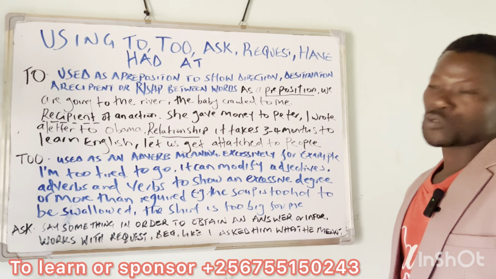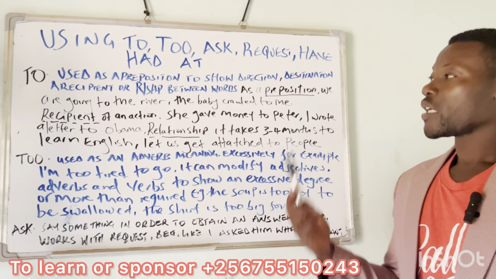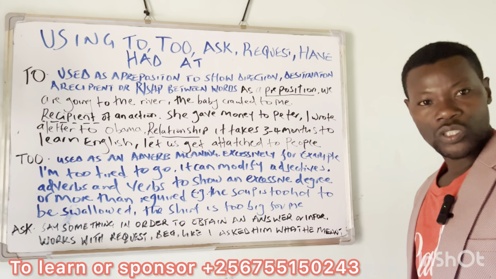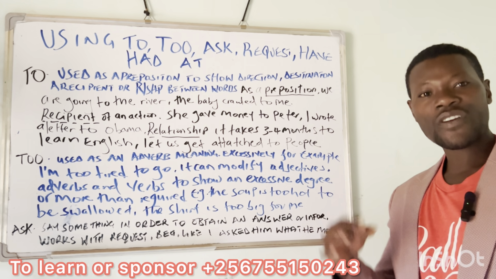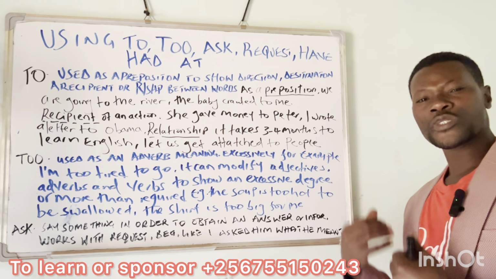going to another person. That's how we use to in sentences as a preposition. Then recipient of an action. To is used for the recipient of an action, showing that the recipient is receiving the action.